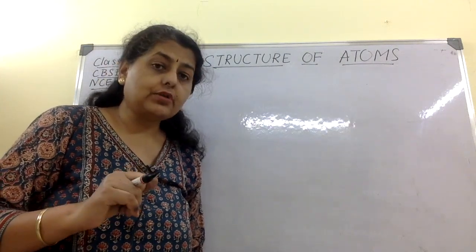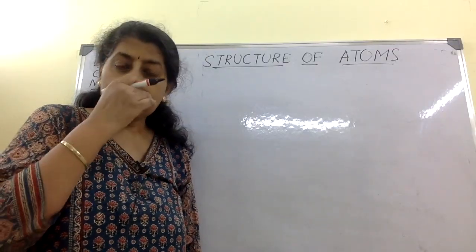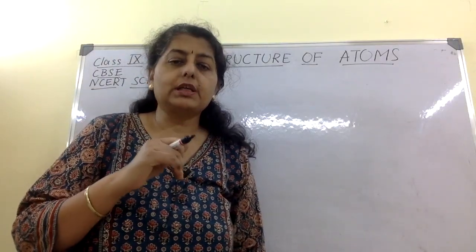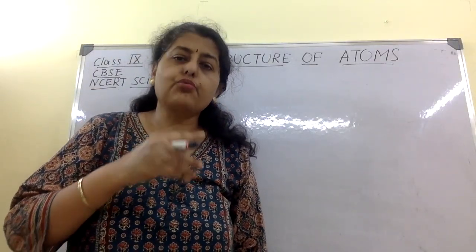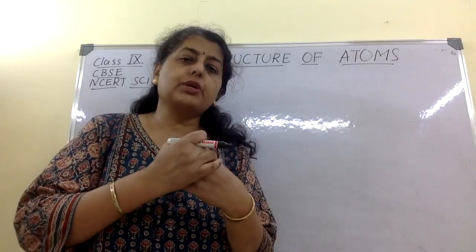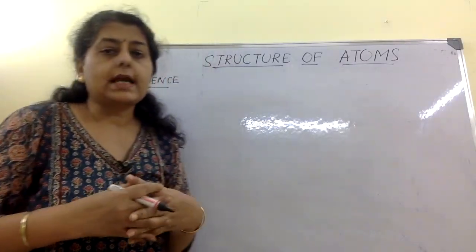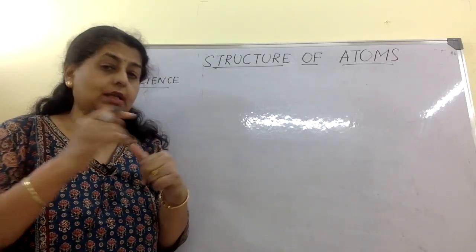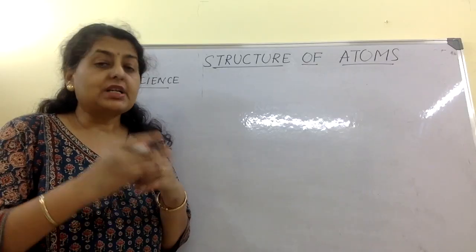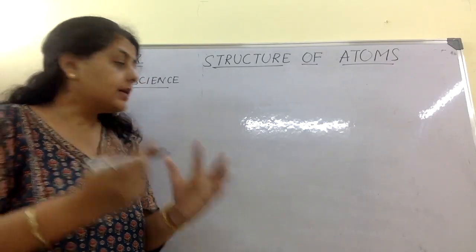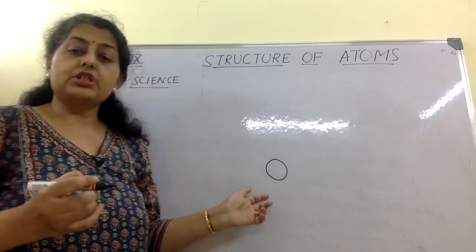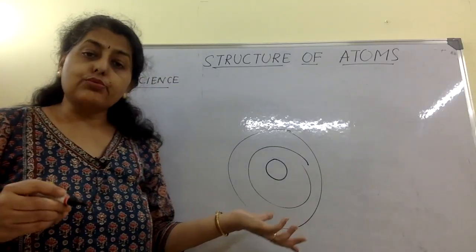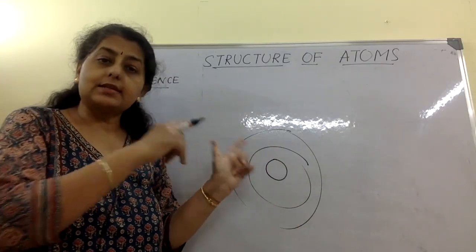Now in this video we are going to learn about the structure of atoms. What we get to learn is how, one after the other, discoveries were made, how the scientists proceeded and finally came to what we call the present structure of an atom. Presently we say there is a nucleus which has protons and neutrons, and there are electrons moving all around it. This is what we have come to know as an atom right now.